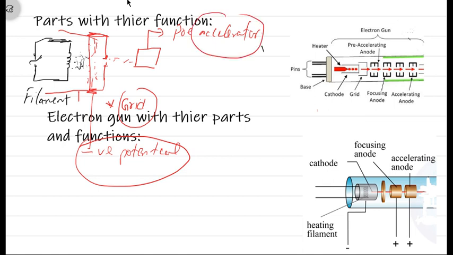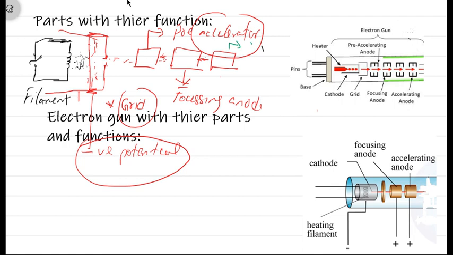After the first anode, the pre-accelerator, just near to it there is another anode, and that is called the focusing anode. What does a focusing anode mean? It will focus the beam of rays coming out from the pre-accelerator, that will be focused by the second anode. And then after this, this ray will enter the third anode.